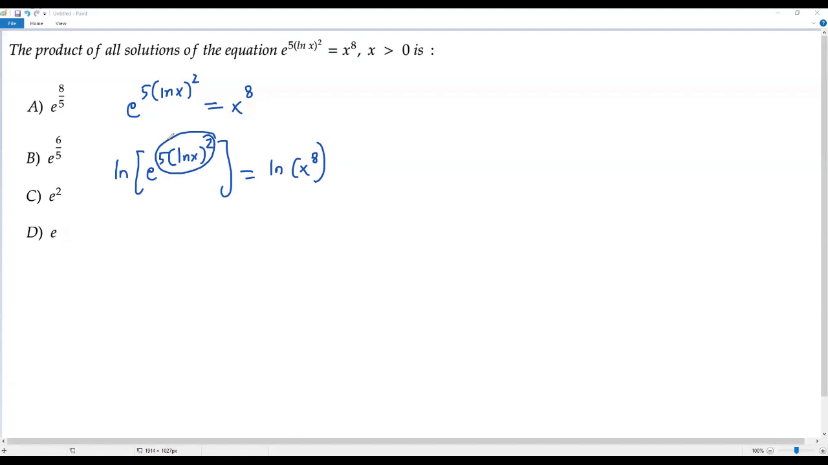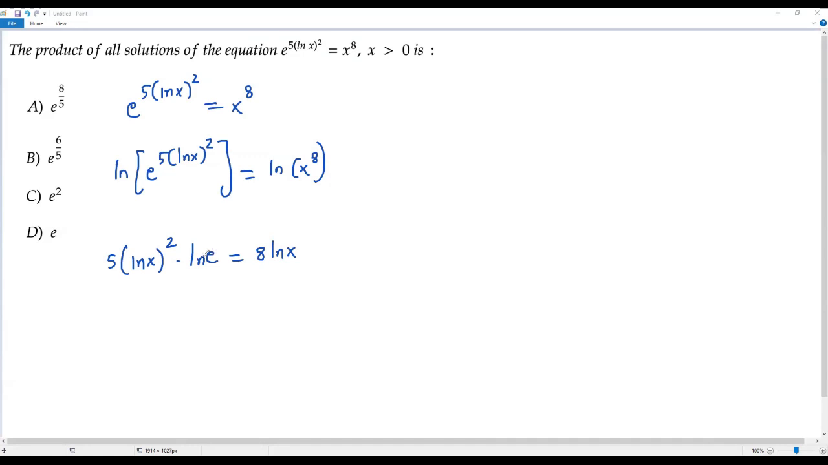Using the power rule of logarithm, I can move this exponent in front of the logarithm, and it will be multiplied by the logarithm. The same we'll have on the right side. Here the argument of a logarithm is a power, so we can move the exponent in front of the logarithm using the power rule. Then I'm getting (5 ln x)^2 times ln e. This is moved in front of the logarithm, and here we just have e. Let me write it over here, and here we have 8 times ln x.